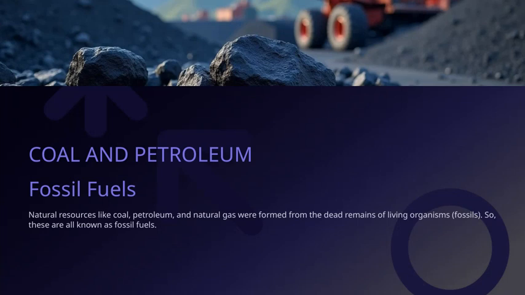Let's talk about coal and petroleum today. These are what we call fossil fuels. Fossil fuels are natural resources that come from the remains of living organisms, dead plants and animals that have been buried and transformed over millions of years. When these organic remains undergo heat and pressure deep underground, they turn into coal, petroleum, and natural gas. That's why we call them fossil fuels. They are essentially the stored energy of ancient life.